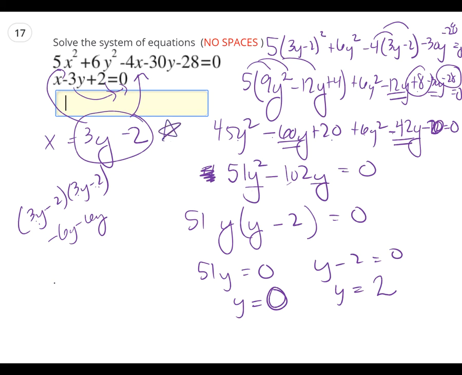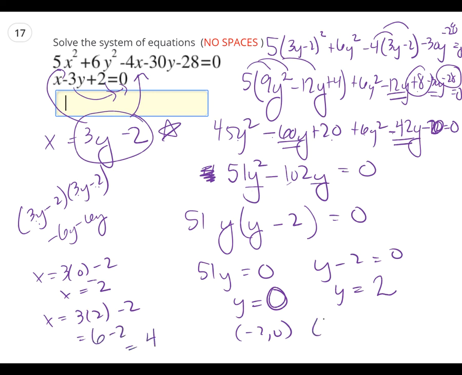I've got to plug them in to find the x, right? So x equals 3 times 0 minus 2, so x equals negative 2. So one of them is negative 2, 0. And then the other one, x equals 3 times 2 minus 2. 3 times 2 is 6 minus 2 is 4.